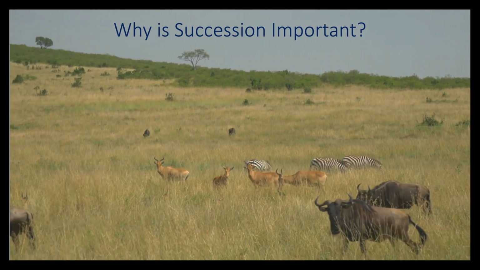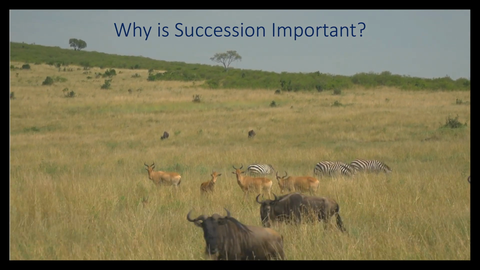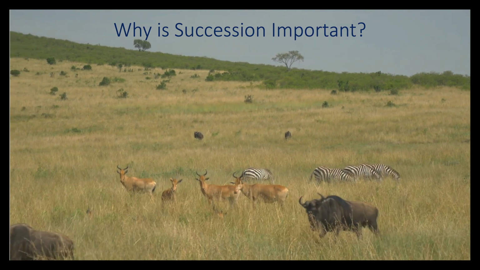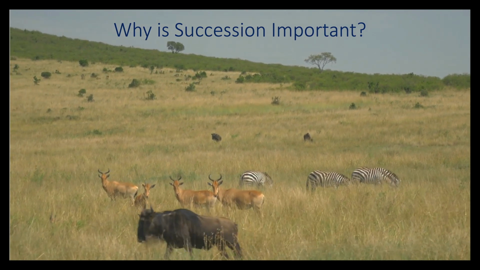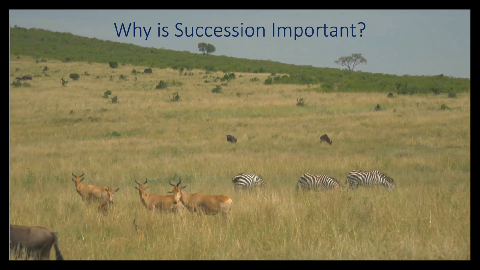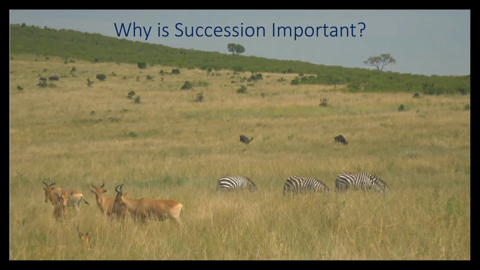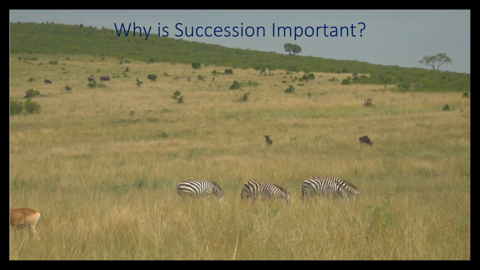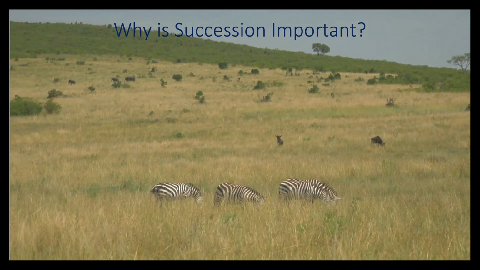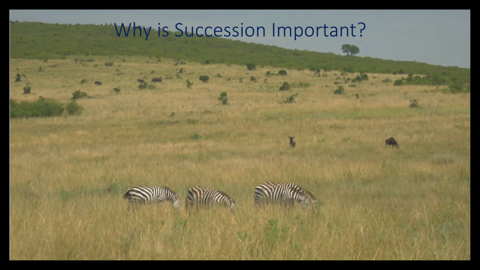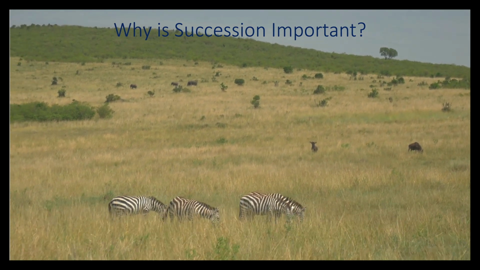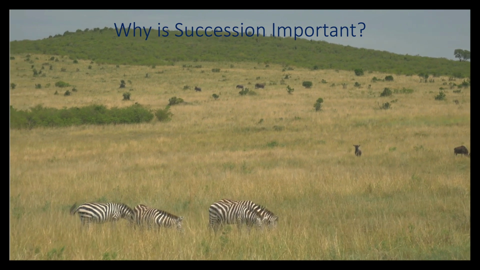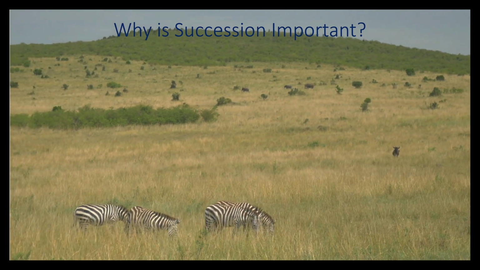Now let's look at why succession is important. Succession increases species diversity and increases the stability of the community. This means that we have an increase in the variety and the number of individual species in a particular area when succession is working correctly. This also means that the community of organisms in a particular environment or habitat are stable.